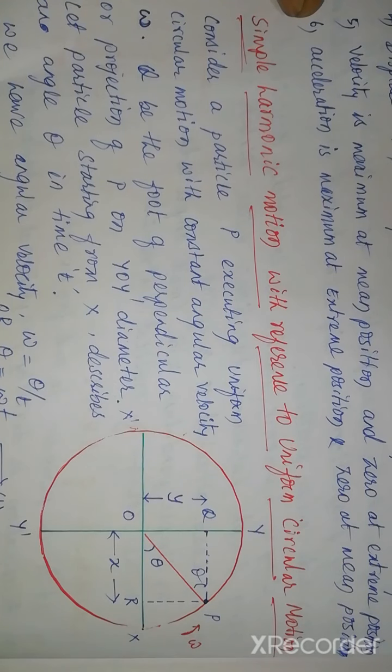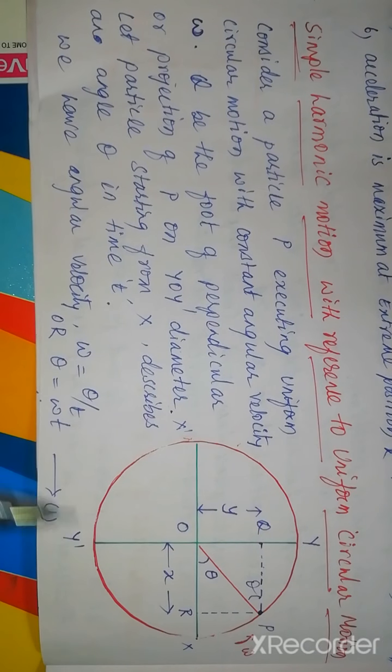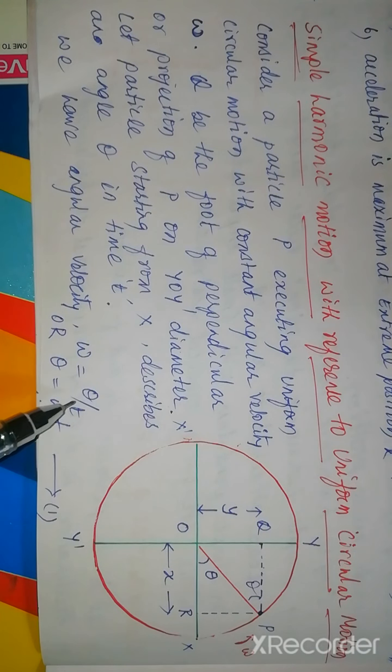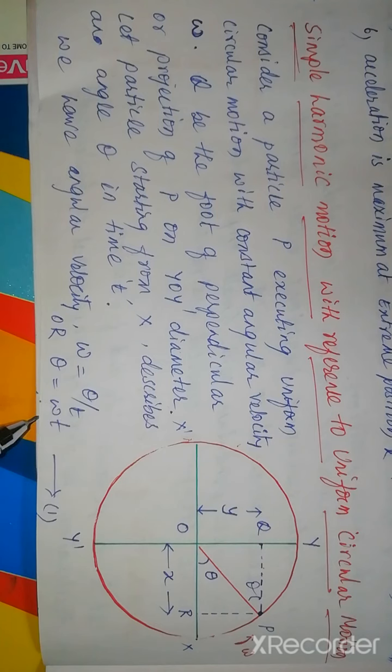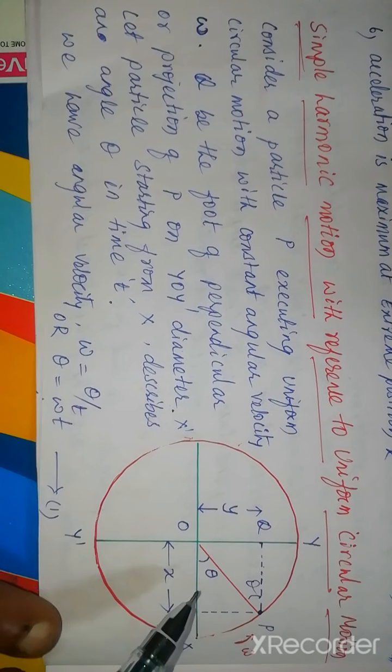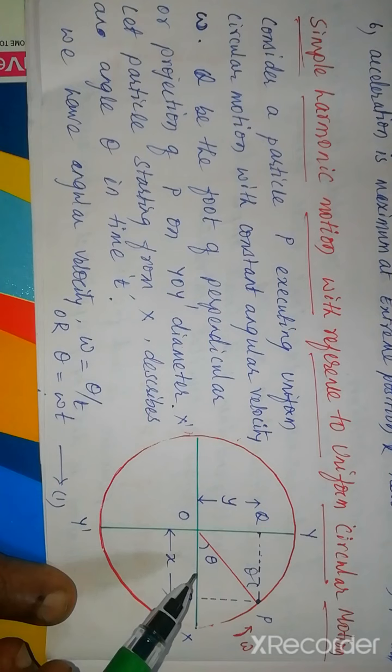Then we have angular velocity. Omega is the rate of change of angular displacement, that is theta by t, or angular displacement theta is the product of angular velocity and time t. Angular velocity is measured in radian per second, whereas angular displacement is measured in radian. Theta is the angle swept by the particle when the particle runs from X to P.